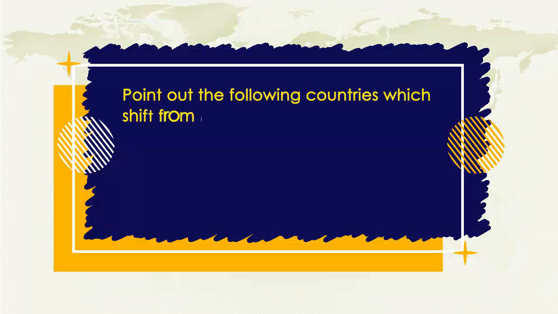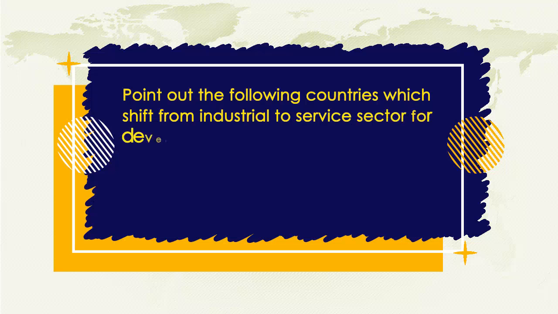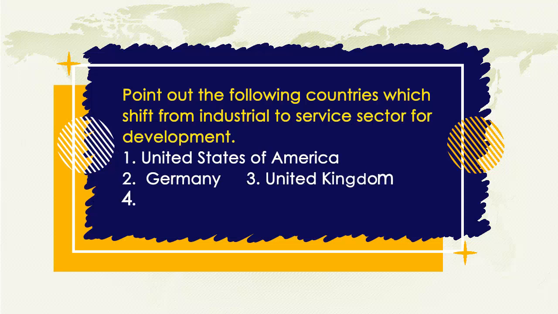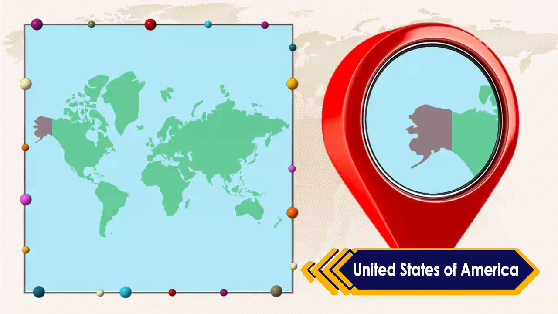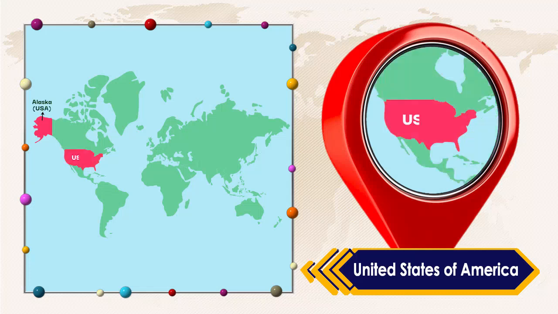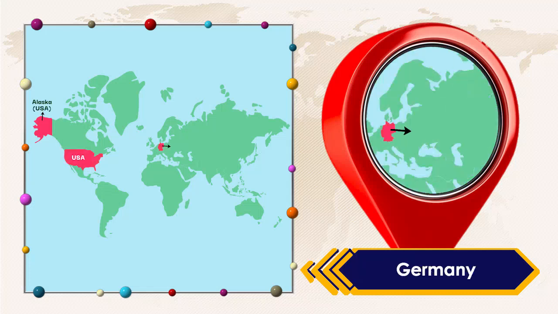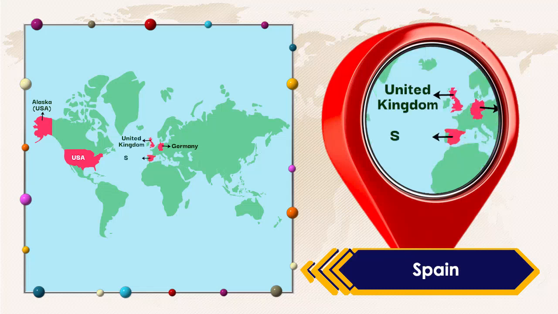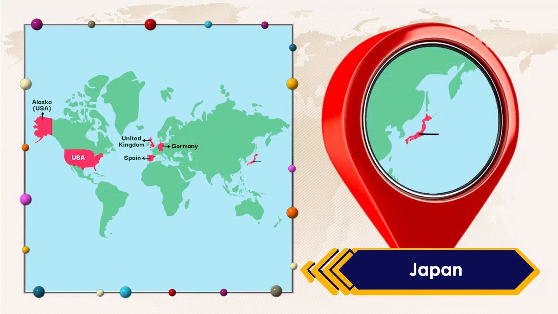Point out the following countries which shift from industrial to service sector for development. 1. United States of America, Germany, United Kingdom, Spain, Japan.